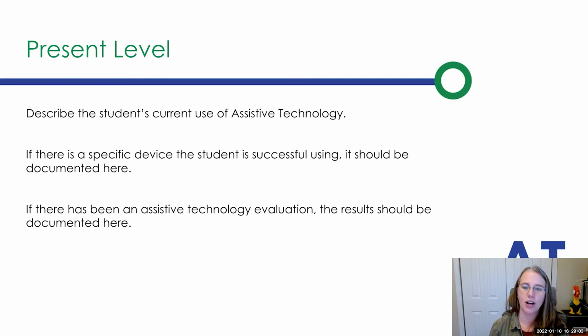The present level, you're going to talk about what is the current student's use? What are they using? How is it working for them? How is it benefiting them? If there's a specific device that the student is successfully using, here is where you can document a specific device. You're going to say here that the student is using this specific communication device with this specific program, or they're using this specific screen enlargement tool. You can go ahead and name a specific device or tool here in the present level. If there's been an assistive technology evaluation, those results can go here as well. Again, remember our goal in the present level is to really give that picture of what the student is currently doing, including the use of assistive technology.